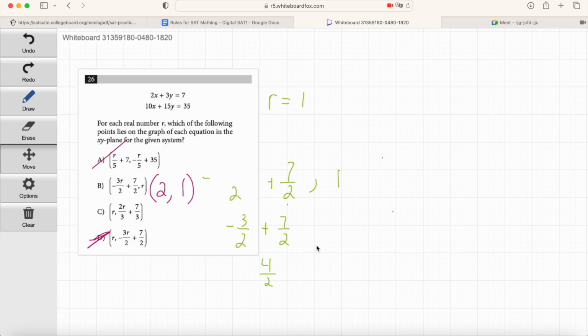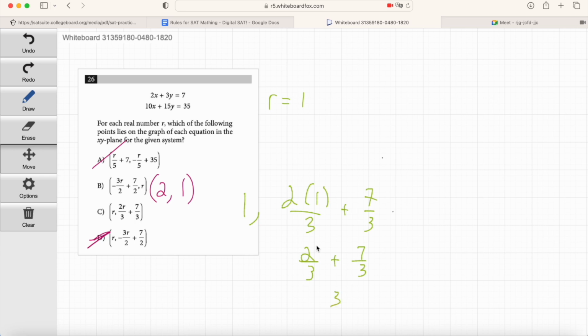Yeah. Okay. I'm just going to clear some space. Let's get our X and Y values for answer choice C. If R is 1, it's going to be 1 comma, and then 2 times 1 divided by 3 plus 7 over 3. It's just 2/3 plus 7 over 3. What's that equal? 9 over 3, which is what? 3. Just 3? Yeah, regular 3. So it's going to be 1 comma 3. Okay, great. This isn't too bad now.